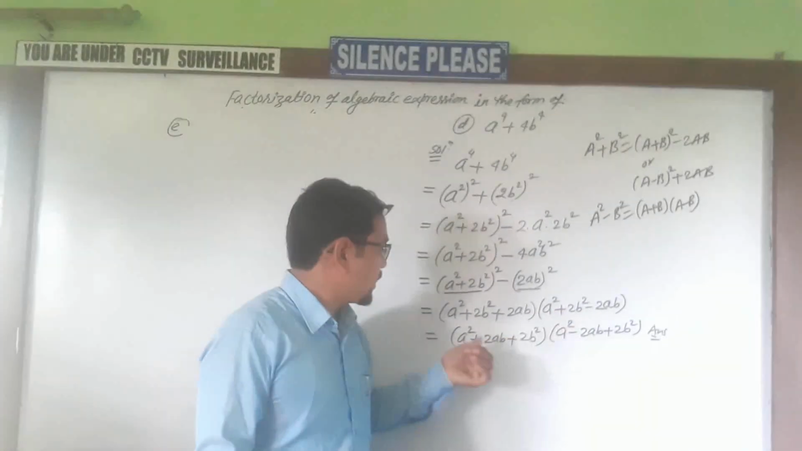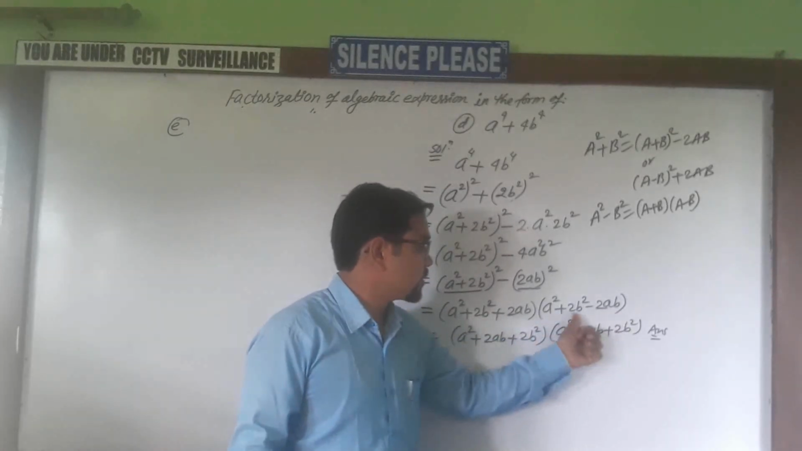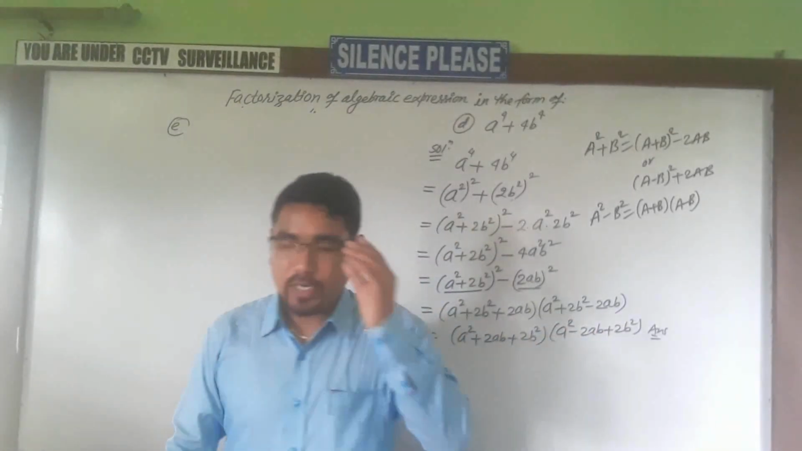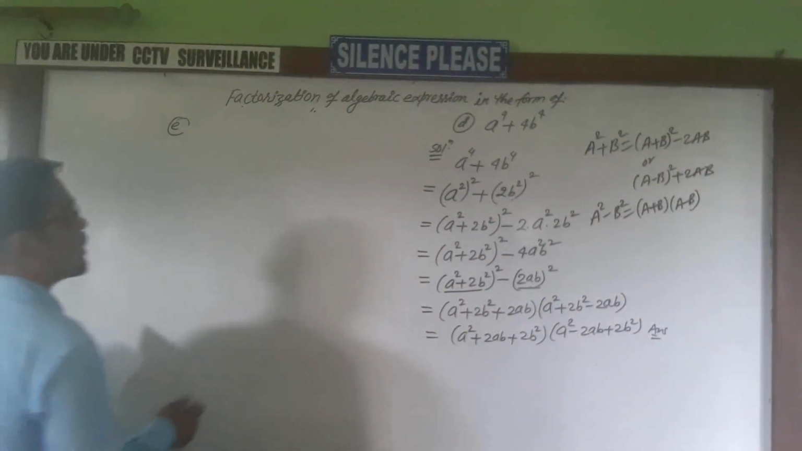This, you know, is already done here: a square plus 2ab plus 2b square, and a square minus 2ab plus 2b square. We can write it by arranging it. Okay, next question here, I would like to do.